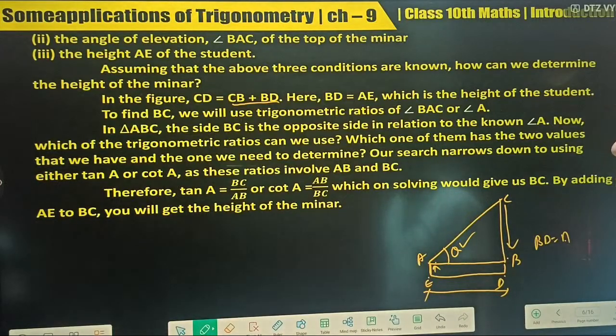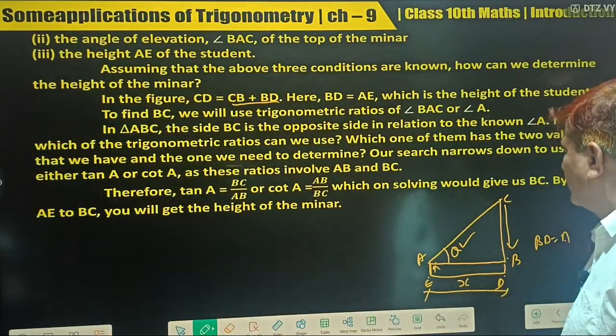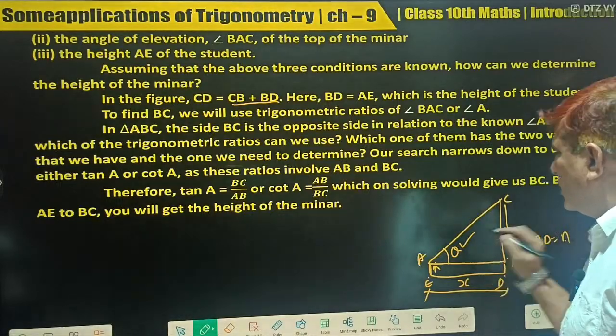Understood? In triangle ABC, the side BC is the opposite side in relation to angle A. Now, which trigonometric ratio can be used? Which one of them has the two values that we have, and one we need to find out? Our search narrows down to using either tangent A or cotangent A. I am calling this X. The angle is theta.